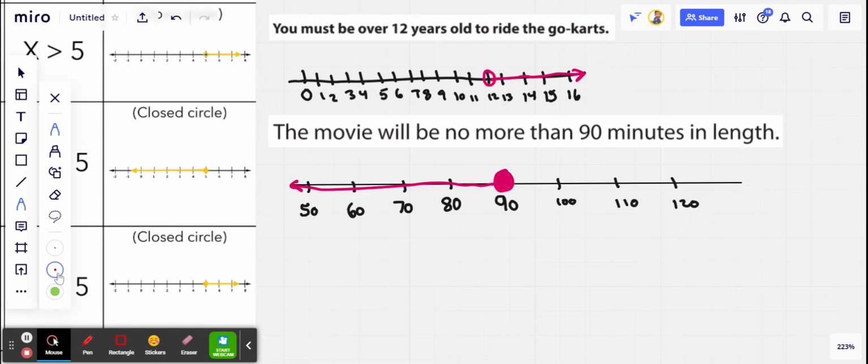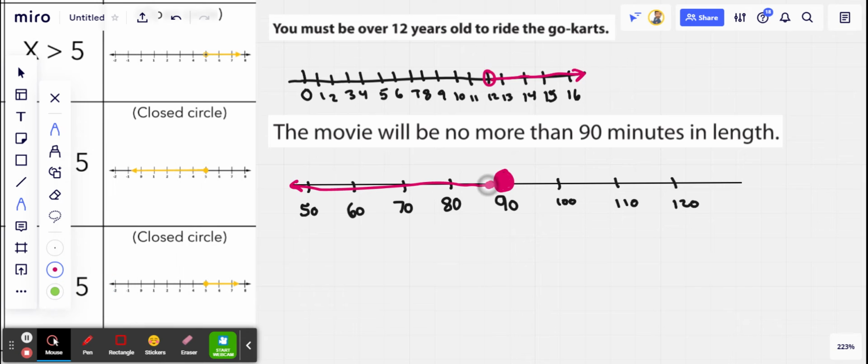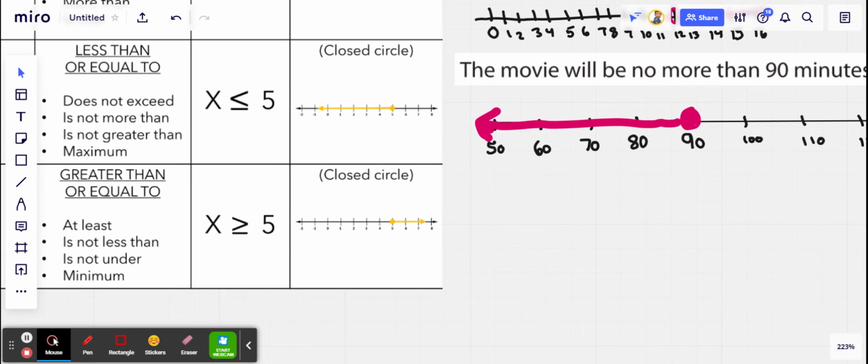Let me make this a little bit bigger, that looks sloppy, doesn't it? Sorry. There we go. So that means it would include everything like that. So anything past 90, it would not include. No more than 90 minutes. And then finally, let's look at an example for how to graph greater than or equal to.